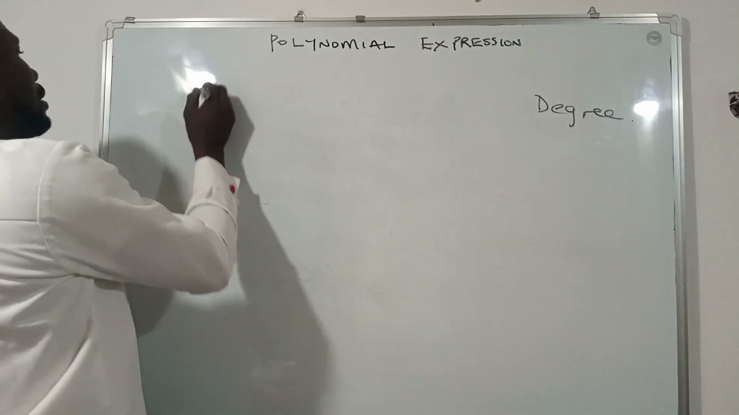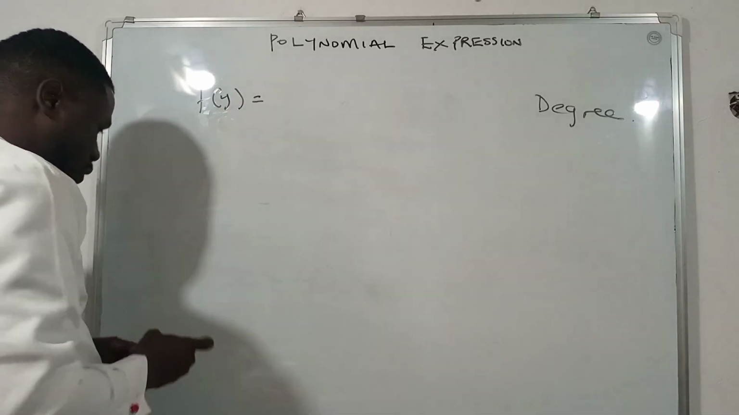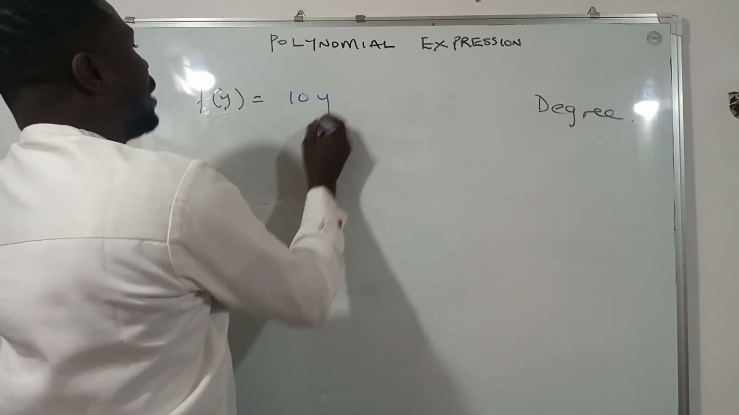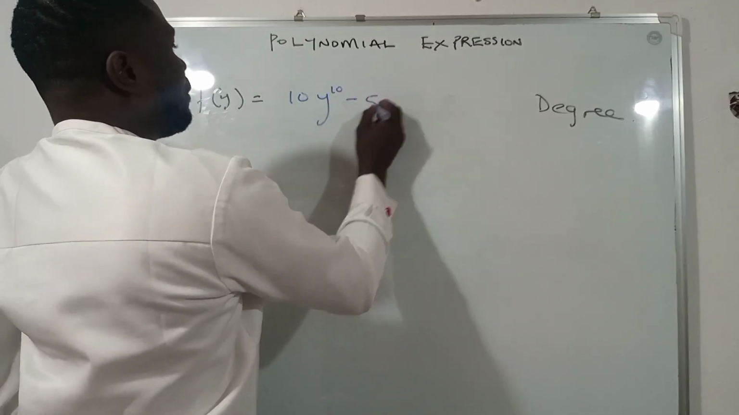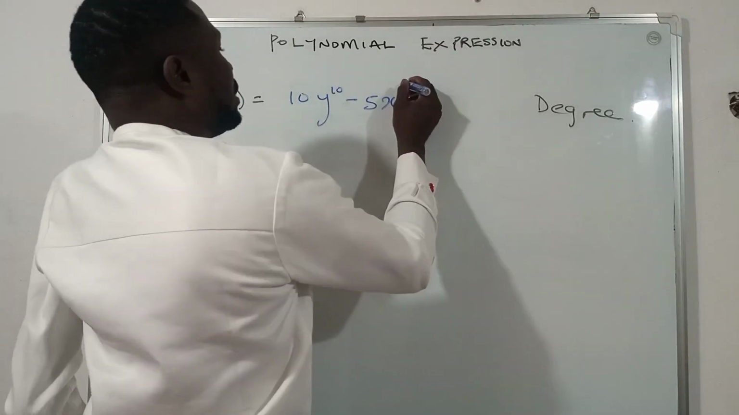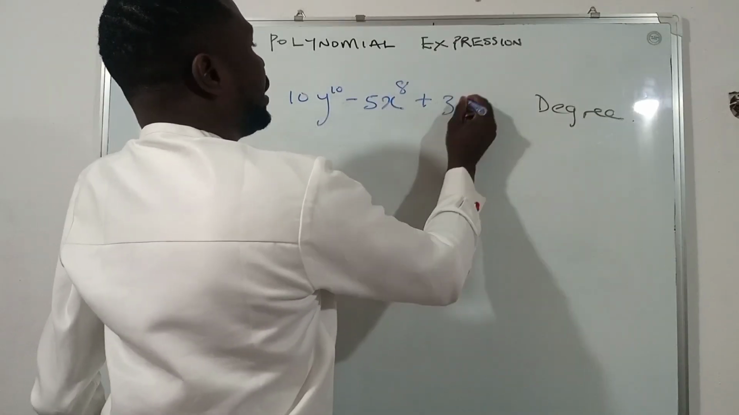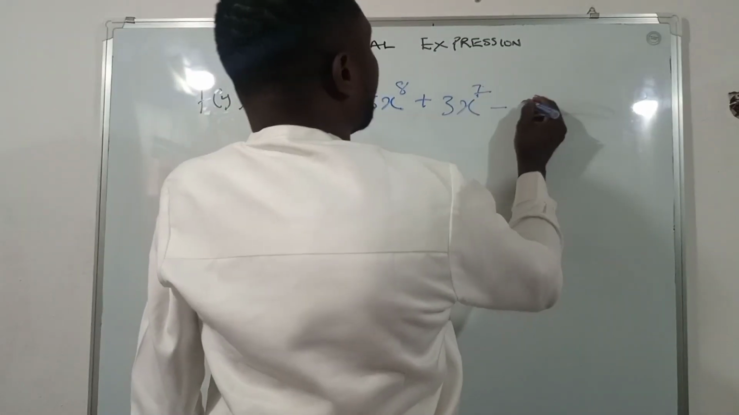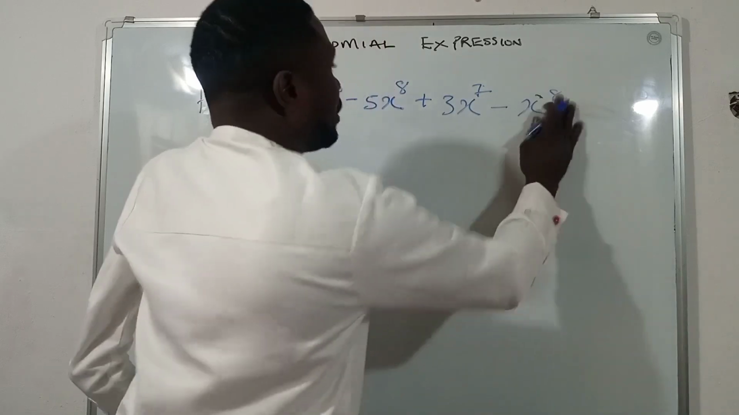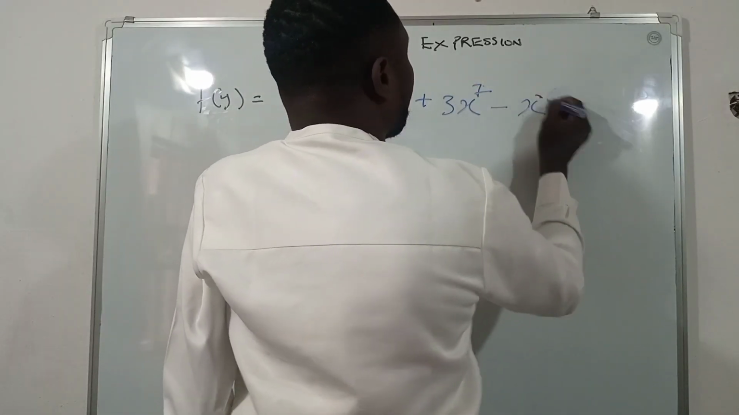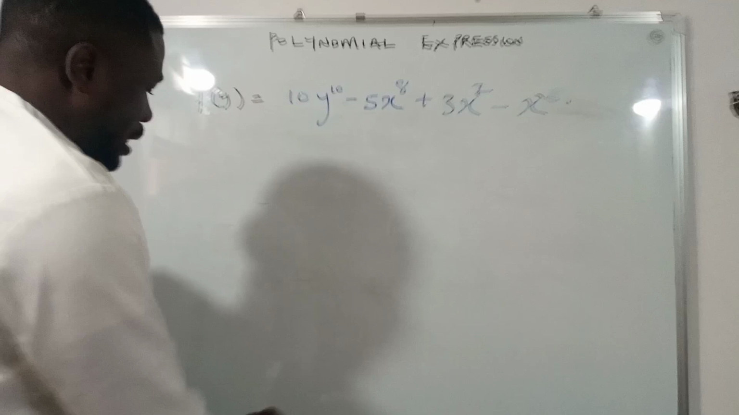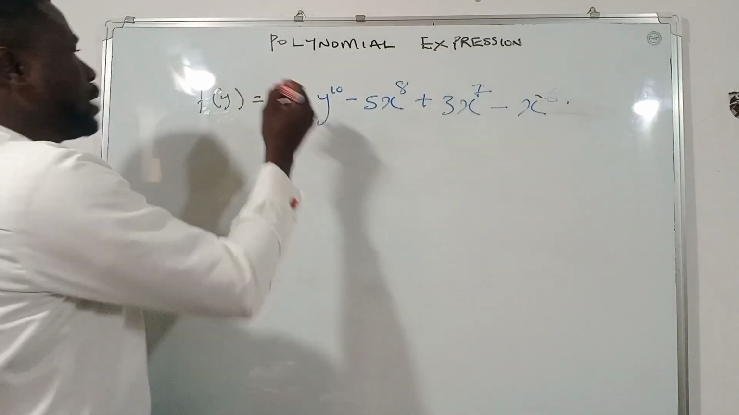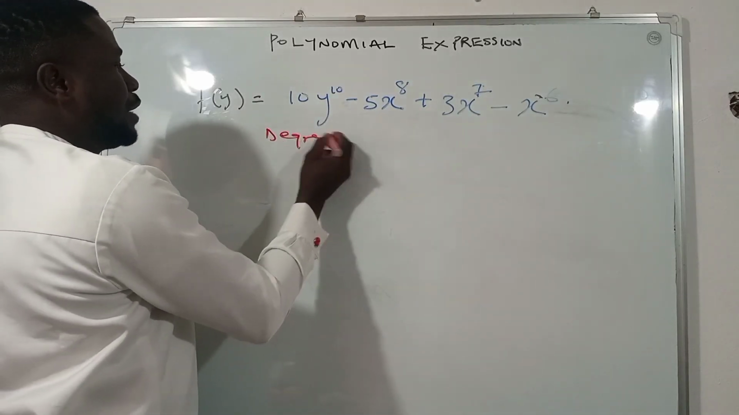What if we have f of y is equal to 10y raised to power 10 minus 5x raised to power 8 plus 3x raised to power 7 minus x raised to power, let's say, 6. So we want to get the degree of each term of this expression. We are looking for the degrees.